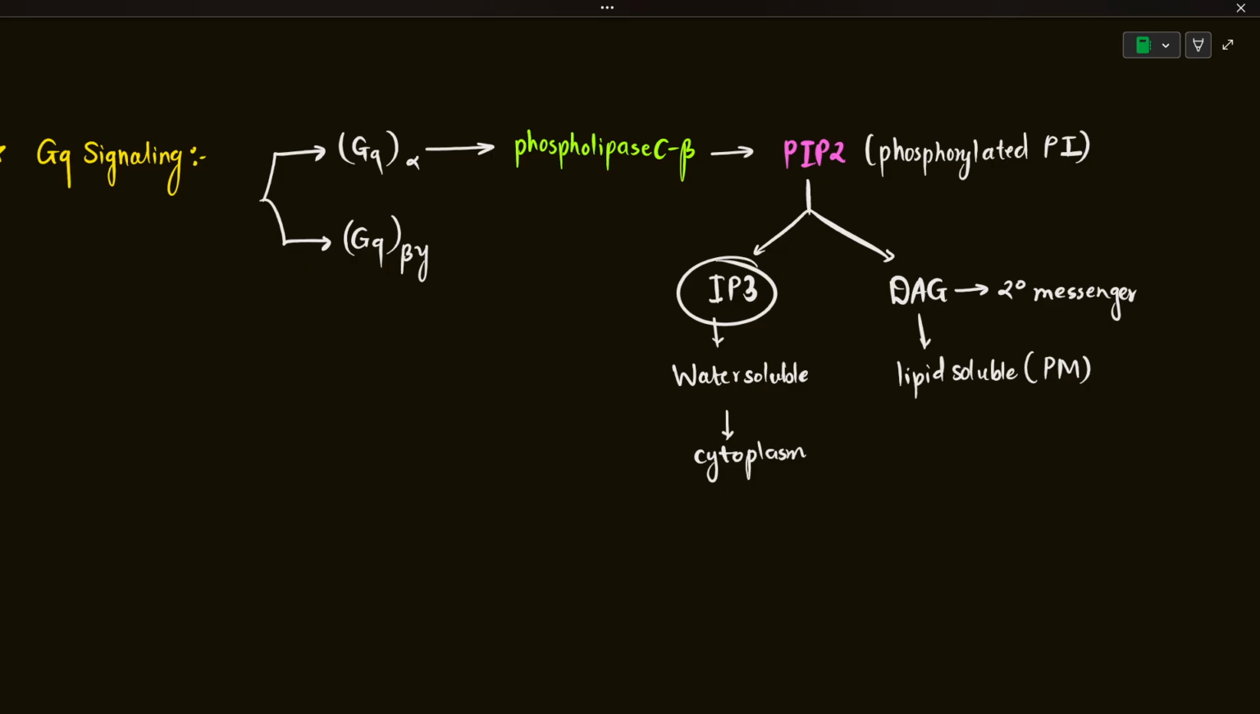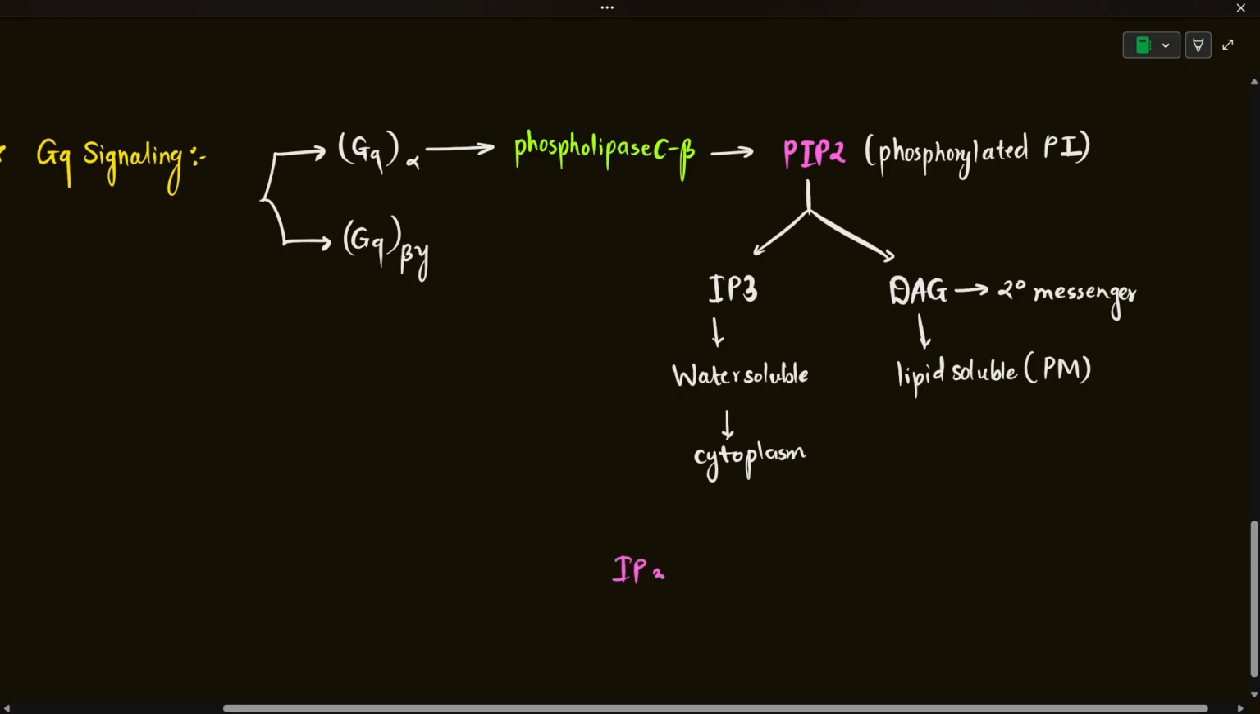IP3 will now act as a secondary messenger. It will act as a signal molecule, or a ligand, for some receptors that are present on the membrane of the ER. Now just imagine this whole scenario. PIP2 is being cleaved by phospholipase C beta. The DAG stays in the plasma membrane. We'll come to DAG, the diacylglycerol, later. Now this IP3 is being released into the cytoplasm. It will wander in the cytoplasm and go and bind to the receptors that are present on the endoplasmic reticulum.